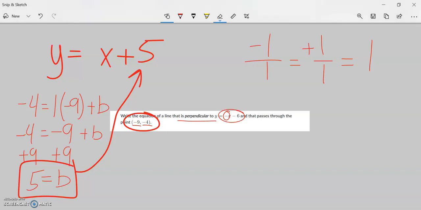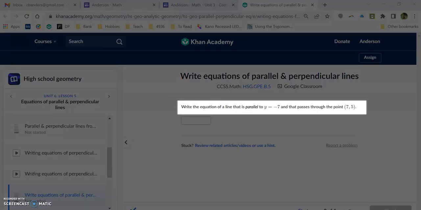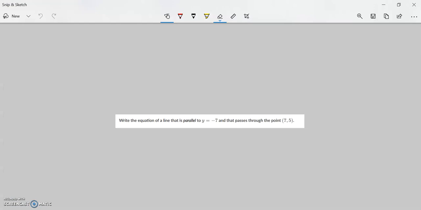This one, we're doing a line that is parallel. So parallel to y equals -7. Well, we don't have a slope here. So if we have no slope, what does that mean? It means our slope is 0. So m equals 0. We got to put in this point. So we have y equals mx plus b. So our m is 0, x plus b.